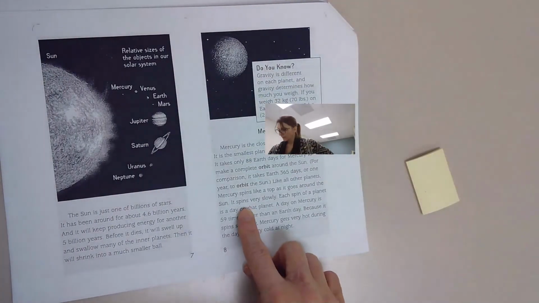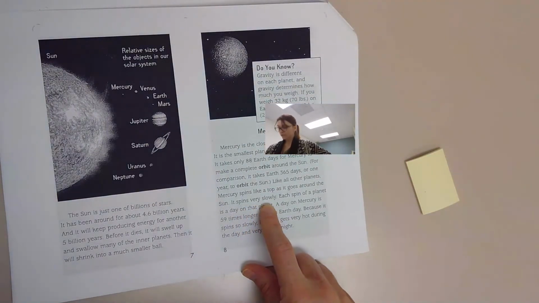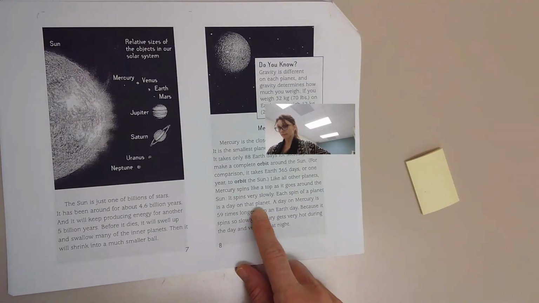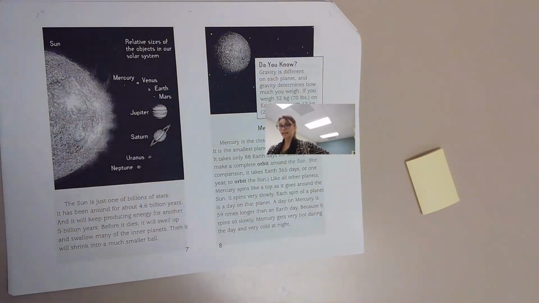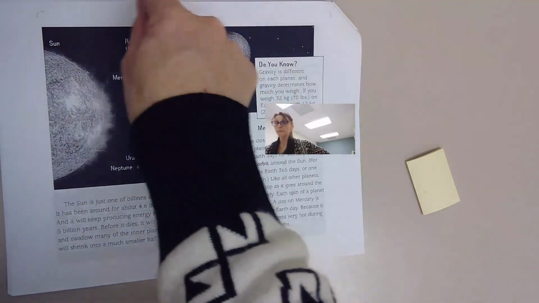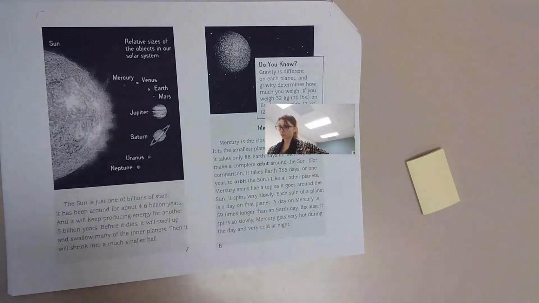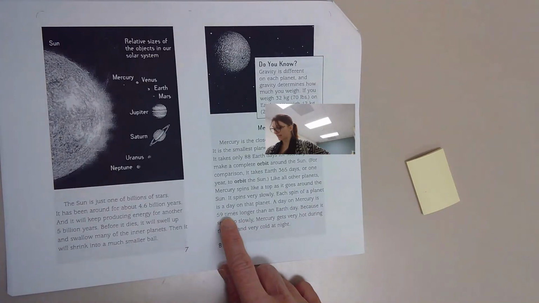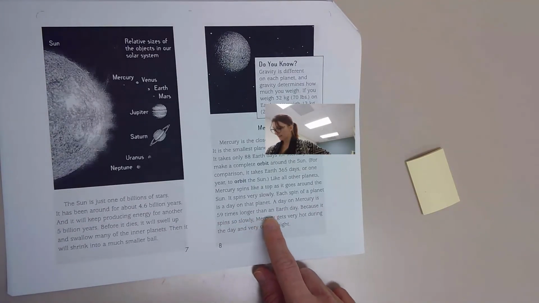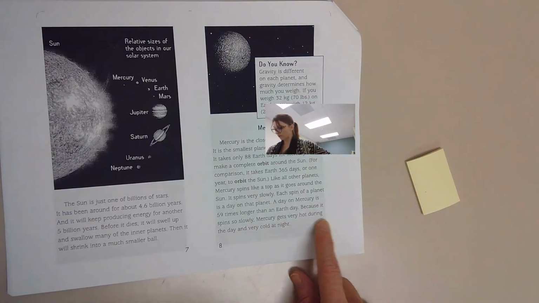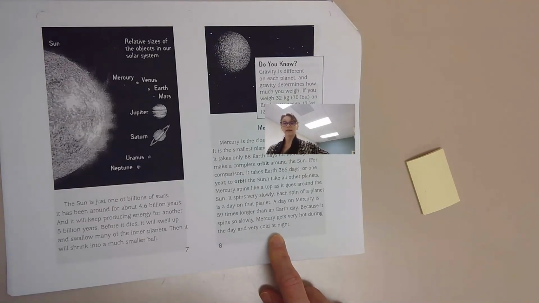It spins very slowly. Each spin of a planet is a day on that planet. So each planet spins around once for a day, and orbits around the whole sun for 1 year. A day on Mercury is 59 times longer than an Earth day because it spins so slowly. Mercury gets very hot during the day, very cold at night.